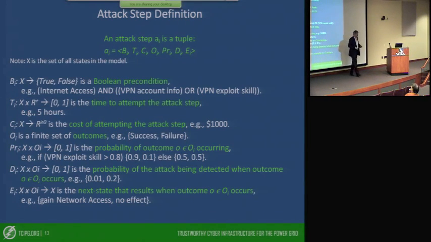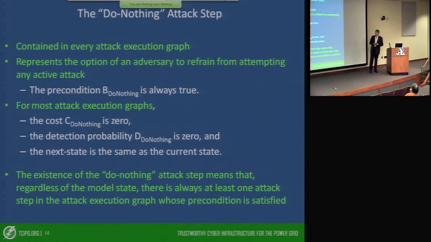Okay. And then the final one, I'm sorry, I got ahead of myself, is what's the next step that results when the outcome occurs? And this can just be any function on the access, skill, and knowledge variables that I talked about earlier. Okay? There's always something called a do-nothing attack step in every attack execution graph. And basically this is just a step that you can define in any way you want, but the typical way is you say it's always true, the cost is nothing to do it, the detection probability is nothing, and the next state is the same as the current state.